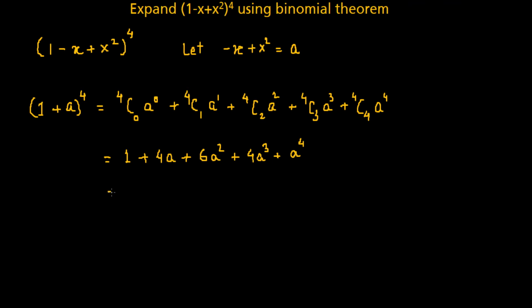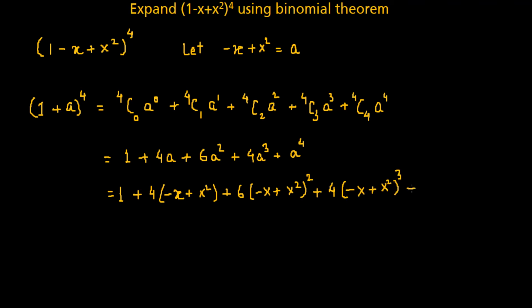Then what we do is replace a by the original value, which is negative x plus x squared, plus 6 times a squared, which is negative x plus x squared whole squared, plus 4 times negative x plus x squared whole cube, plus negative x plus x squared whole raised to the power of 4.